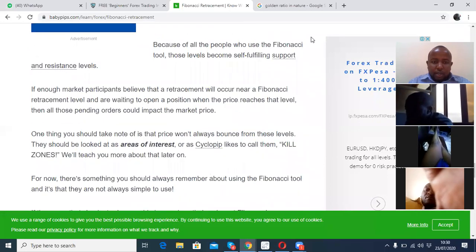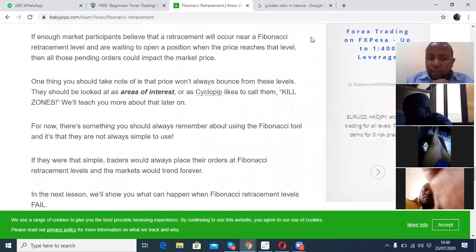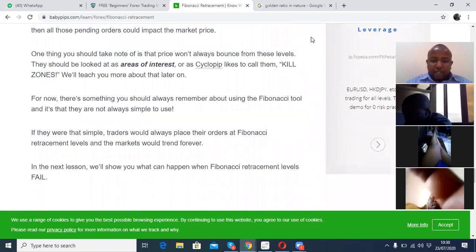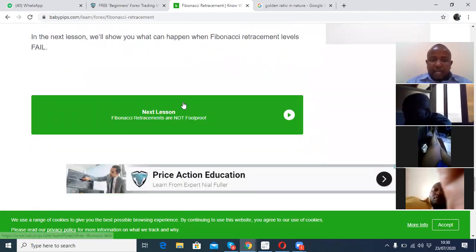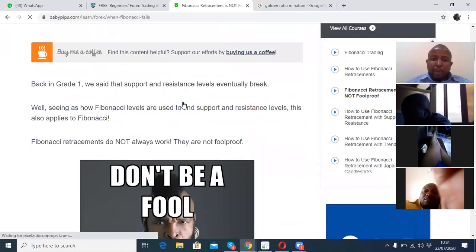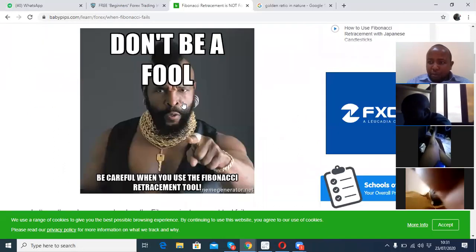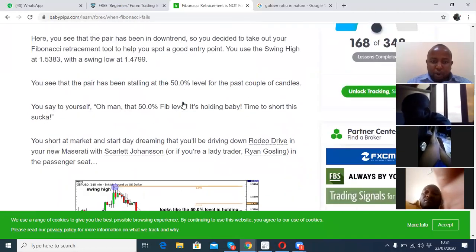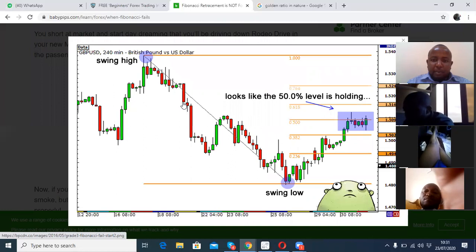The one thing that you should take note of is that price won't always bounce back from these levels. They should be looked at as areas of interest. So we are always looking at these levels as areas of interest, or we call them kill zones. We'll teach you more about these levels. They are also not foolproof. Let me tell you that. So what we do is combine the fibs with a moving average, or we also combine them with, for example, look at this area.